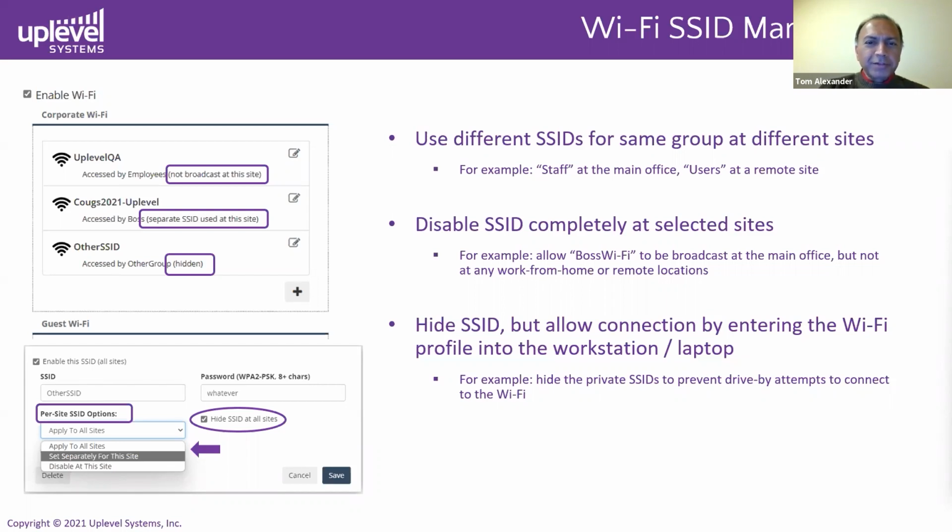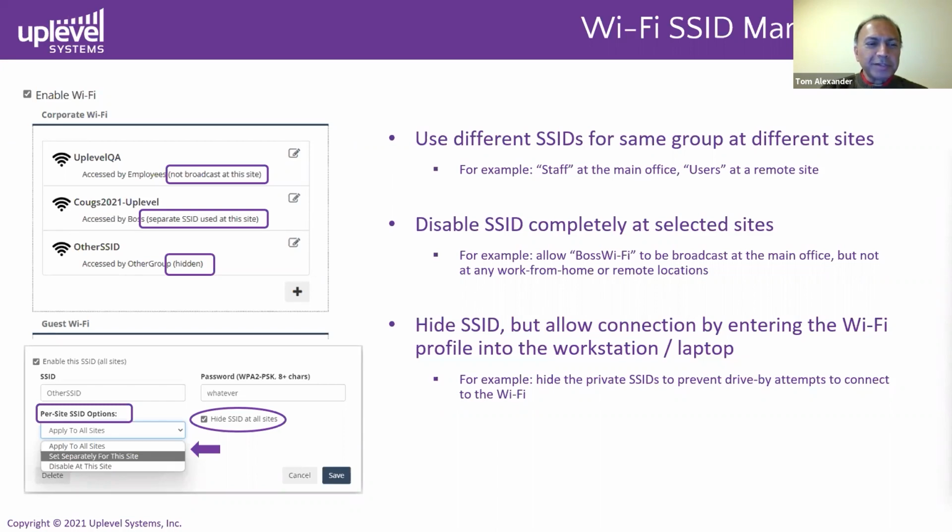You can also turn off an SSID completely at a selected site. So if you, for example, had a boss SSID being broadcast at the main office and you did not want all of the work from home employees to see that, you can just turn it off at the work from home locations. And finally, the hidden SSID capability has been a request.